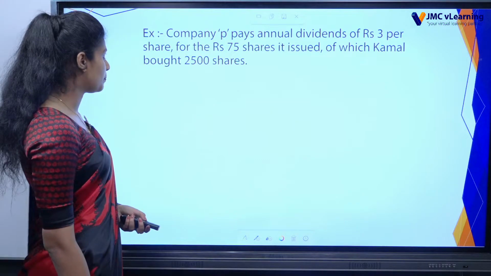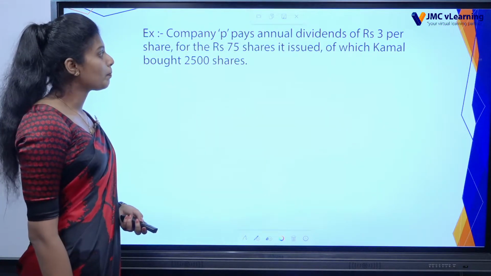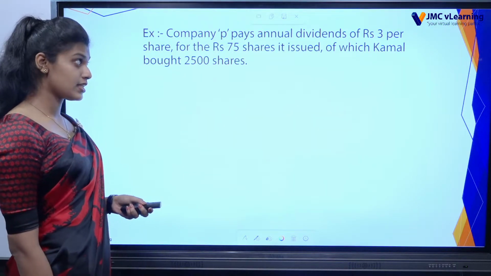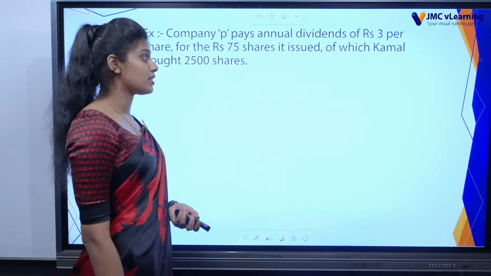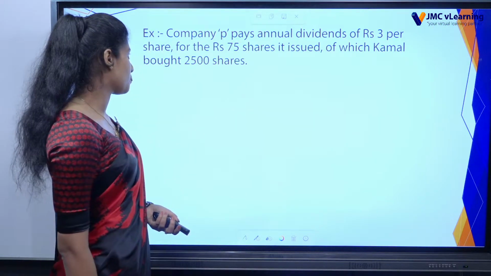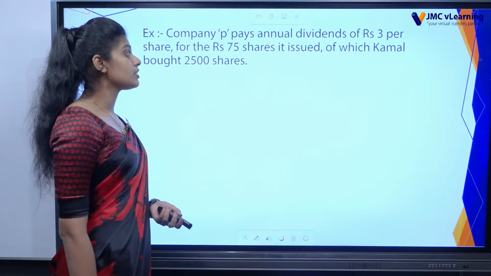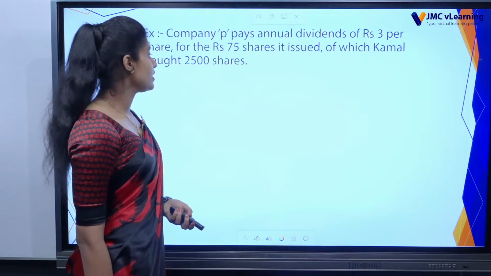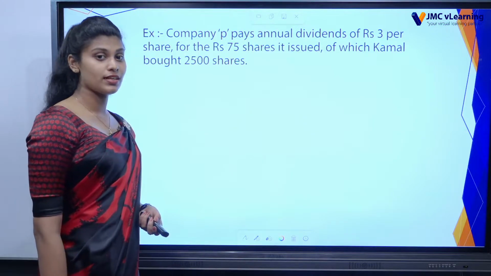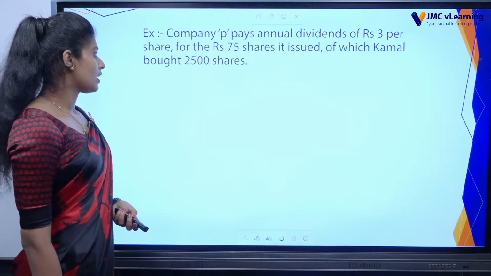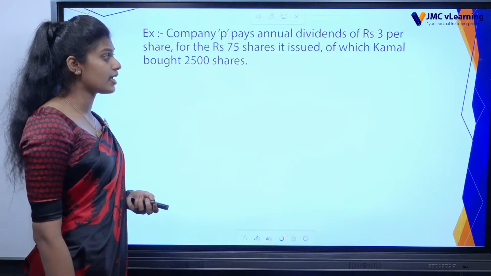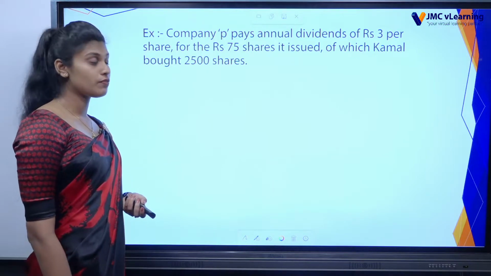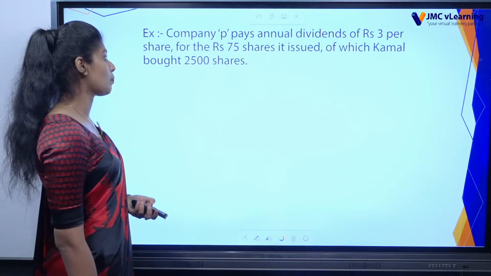Now let's do this example. Company P pays annual dividends of 3 rupees per share. The dividend is 3 rupees, paid for 1 share. For the 75 rupee shares it issued, Kamal bought 2500 shares. How many shares has Kamal bought? 2500. The value of one share is 75 rupees.